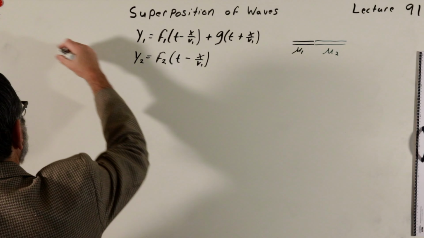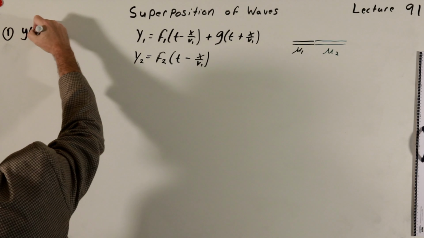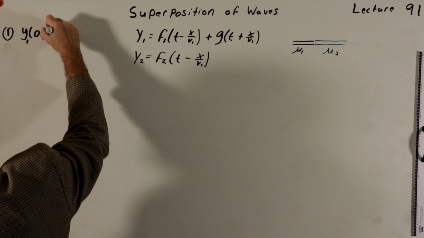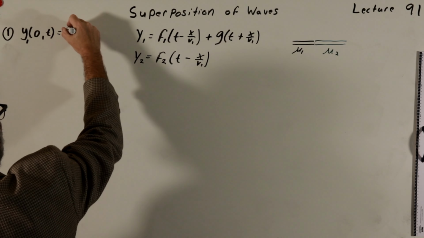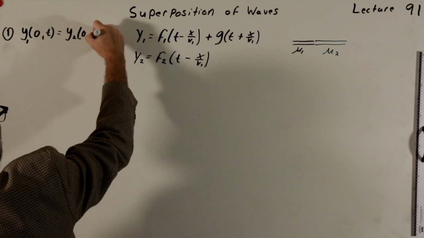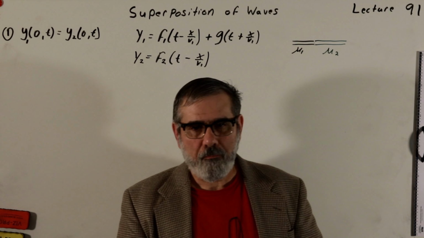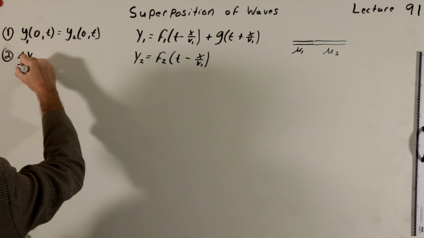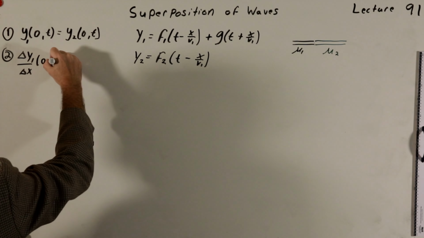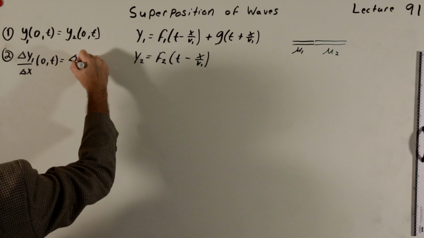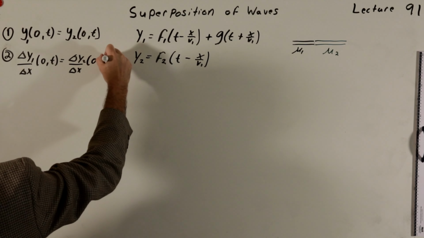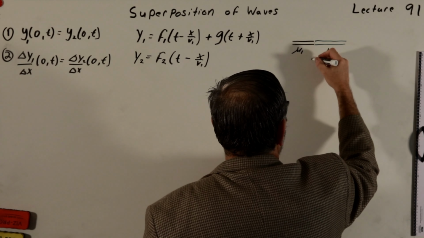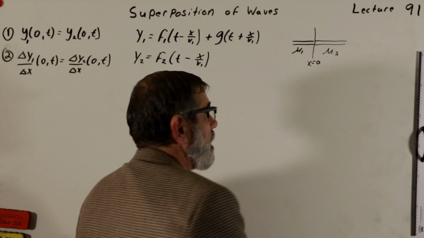Then we impose a couple of conditions. I'll write them over here. One is that y1 at x equals 0 at any time has to be equal to y2 at x equals 0 at any time. Further, delta y1 over delta x at 0 at any time t has to be equal to delta y2 over delta x at any time at x equals 0. Where x equals 0 is the collision point. I should have specified that here. This point here is x equals 0.